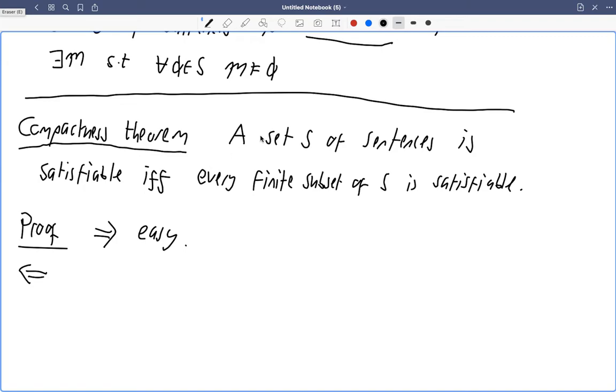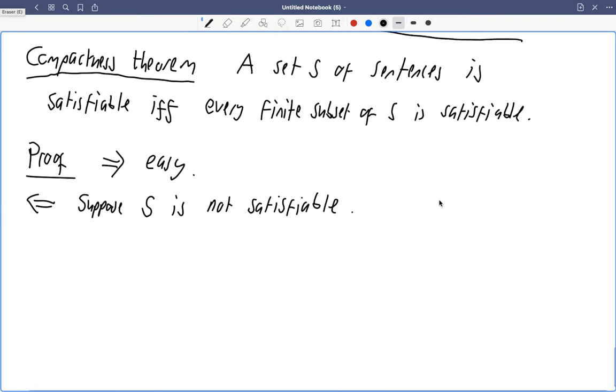To do that, we're going to prove by the contrapositive. We're going to suppose that S is not satisfiable, and we're going to show that then there exists a finite subset that is also unsatisfiable. So if S is not satisfiable, then it is not the case that every finite subset of S is satisfiable. So suppose S is not satisfiable.